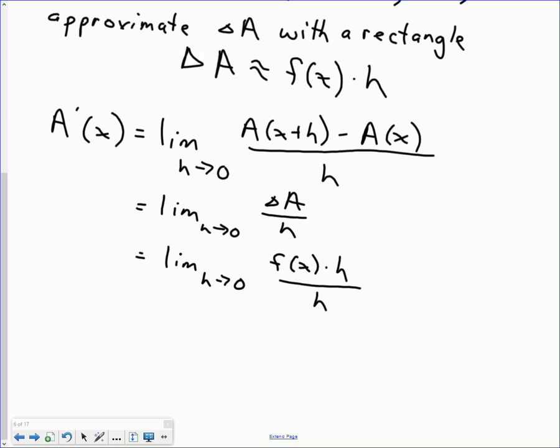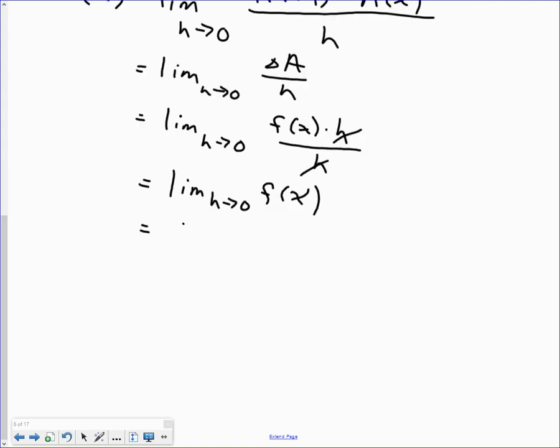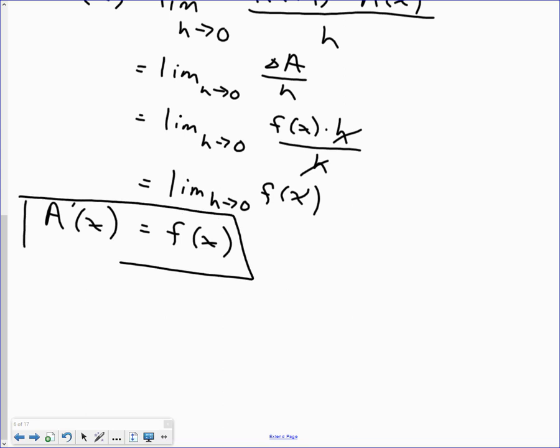How do we evaluate this limit? Well, we can cancel off the h's. We get the limit as h goes to 0 of f at x, which doesn't depend on h. So it's just f at x. So the derivative of our area function from first principles is the original function. This is the first part of the fundamental theorem of calculus.